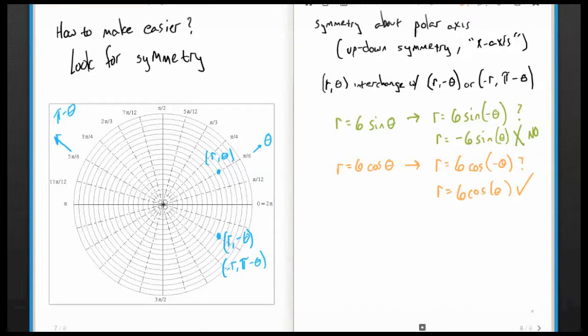So now let's do symmetry about theta equals pi by 2, or we'll call that left-right symmetry, or the y-axis, which bothers me just as much as it did the last time, but I'm doing it anyway.